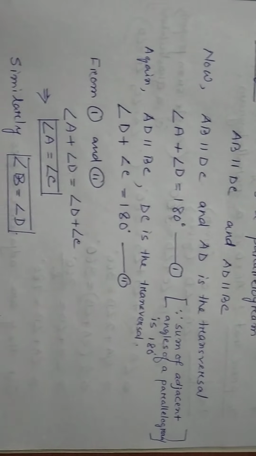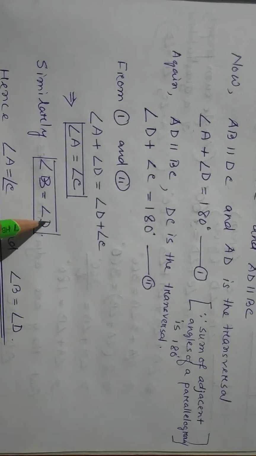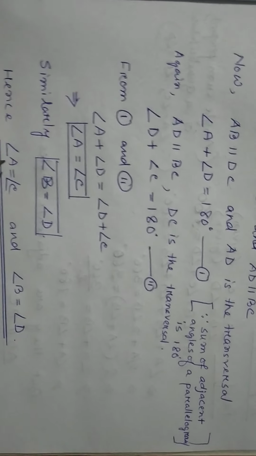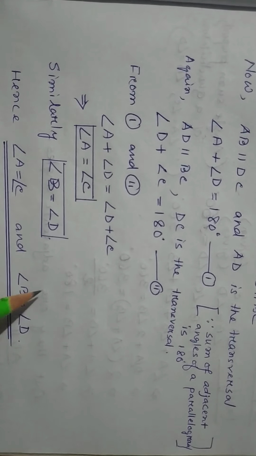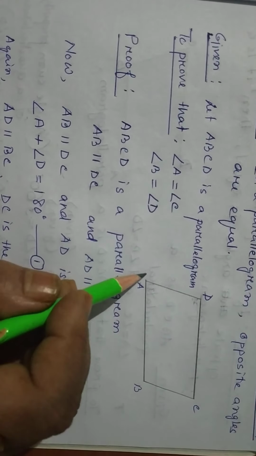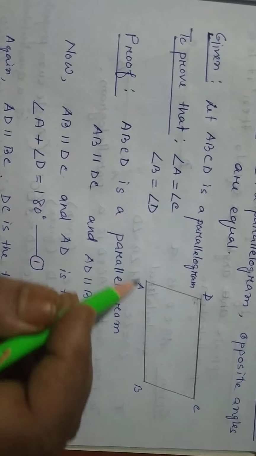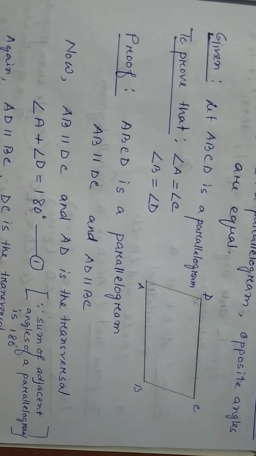Similarly, we can show that angle B equal to angle D. Hence, angle A equal to angle C and angle B equal to angle D. This way we can prove that if ABCD is a parallelogram, then its opposite angles are equal, meaning angle A equal to angle C and angle B equal to angle D.